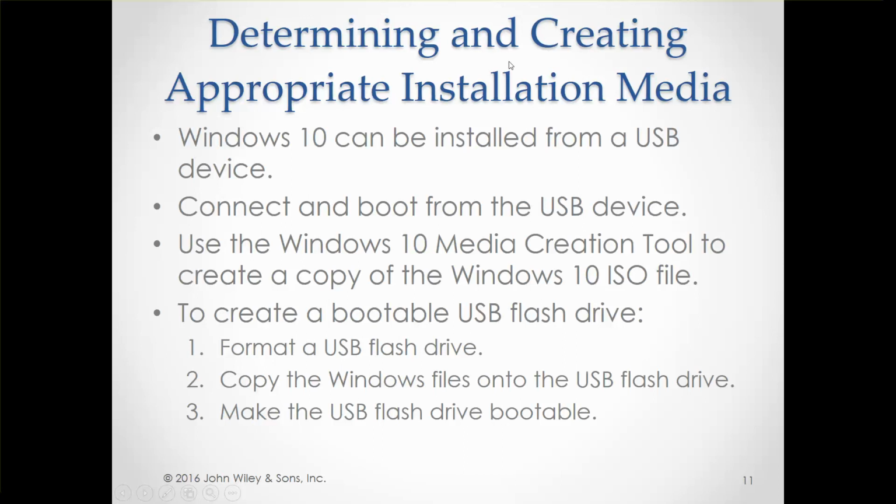When you're determining and creating appropriate installation media, you need to determine if your devices are going to have access to a DVD or only access to a USB. Windows 10 can be installed from either. You can connect and boot from a USB device and use the Windows 10 Media Creation Tool to create a copy of the Windows 10 ISO file.